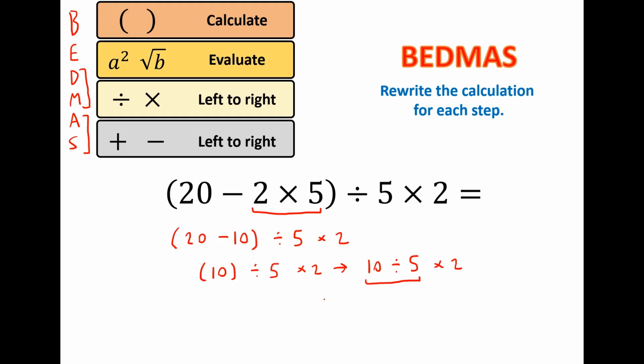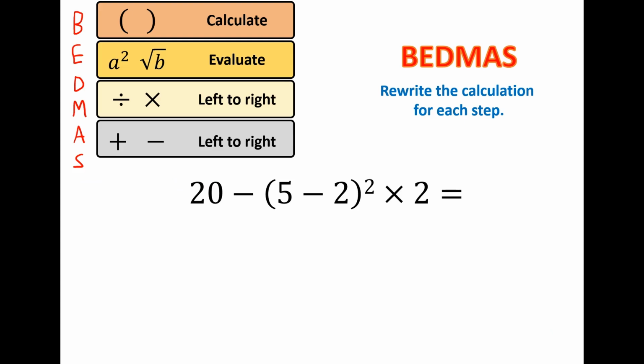What is 10 divided by 5? The answer is going to be 2. So I'm going to write 2 times 2. And now that's the final operation I have, 2 times 2. And 2 times 2 is going to be 4. So 4 will be my final answer. And again, if you type all of this into your calculator, you should also get the answer of 4.